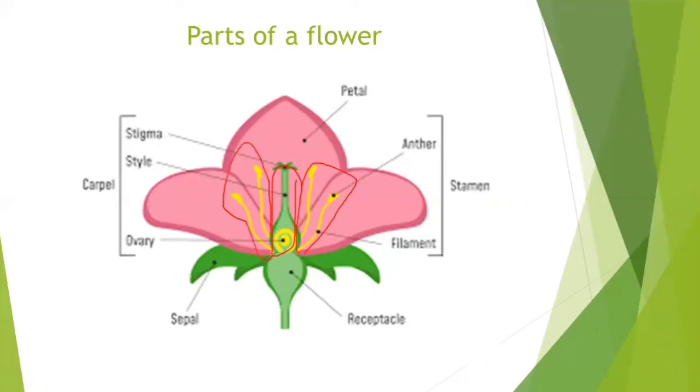Now, as we have labeled, I'll also tell you that many people say that there are 4 whorls of the flower. Now, what are the 4 whorls of the flower? Meaning the whole flower is categorized into 4 parts. These also come in that. First is the calyx, corolla, androecium, and gynoecium.